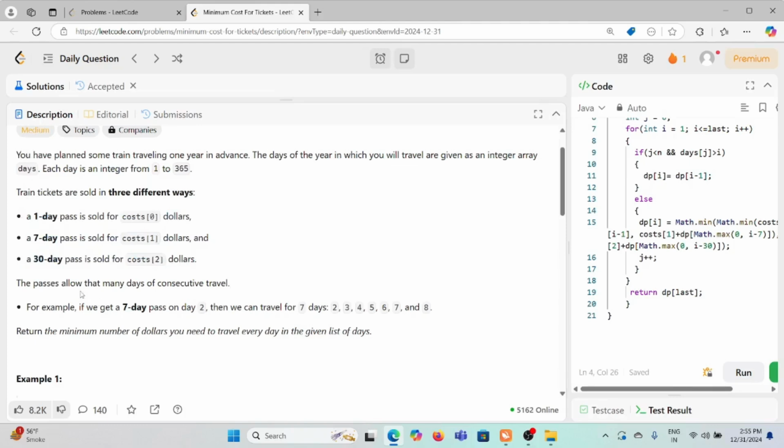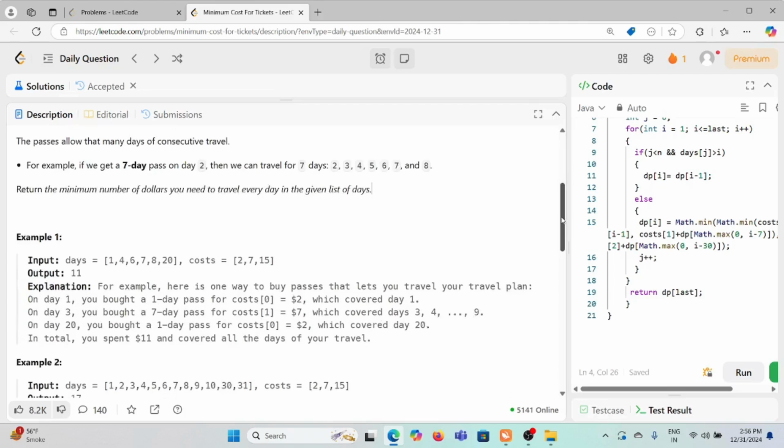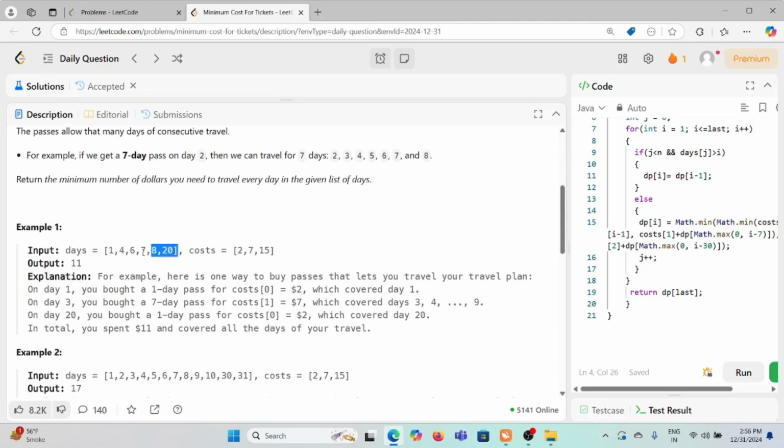The passes allow that many days of consecutive travel. So for example, if we get a 7-day pass on day 2, that means starting from day 2 till 8 we can continuously travel, right? So return the minimum number of dollars you need to travel every day in the given list of days. What it means is we are given a days list. For example, these are the indexes on which we want to travel, and these are the costs.